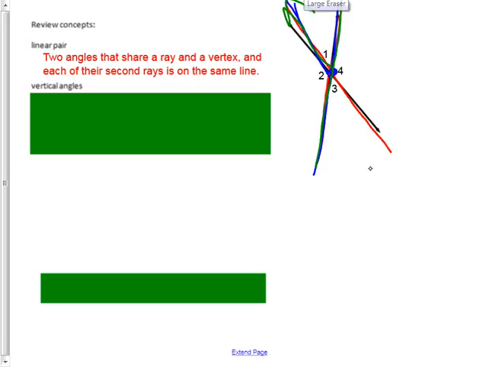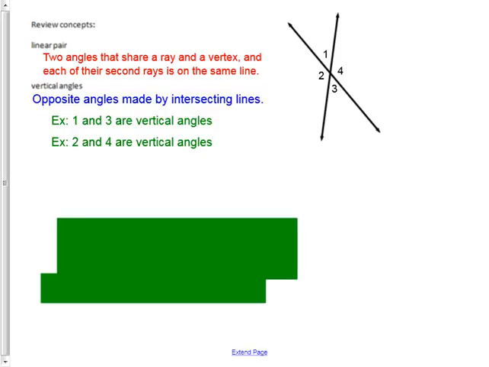One other thing we know for sure about any linear pair is that they're supplementary. Angle 1 added on to angle 2 has to equal 180 degrees. They are supplementary. Vertical angles would be the opposite angles made by those intersecting lines. So, for example, we'd say angle 1 is a vertical angle to angle 3. Angles 2 and 4 are also vertical angles. They're the opposite ones across from each other on those intersecting lines.